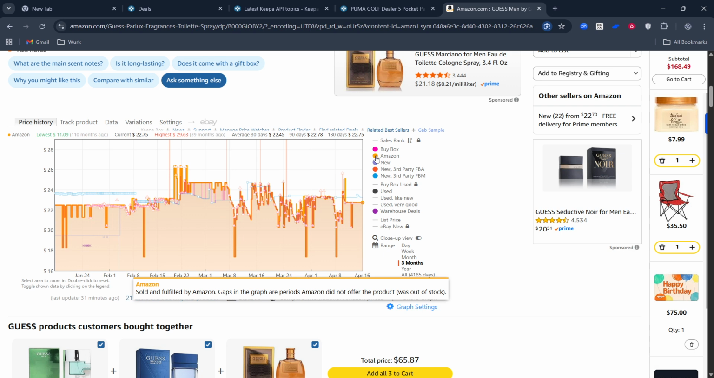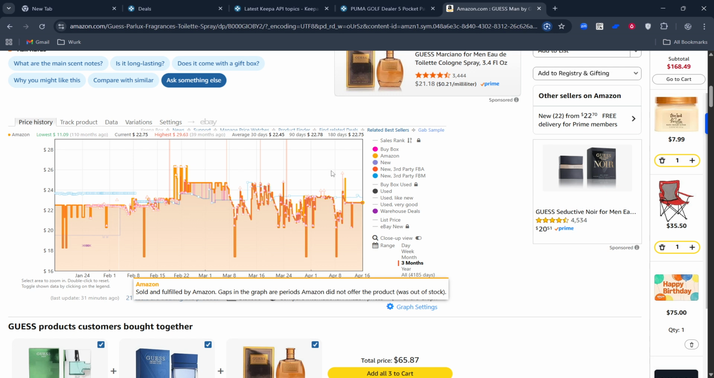Now, verify Amazon's presence. On Keepa, Amazon being in stock is shown with an orange shaded area. If you see Amazon consistently in stock, it's usually best to avoid the product. Amazon often wins the buy box and can undercut or restock aggressively, making it hard for third-party sellers to compete. No orange shading is generally a safer sign.